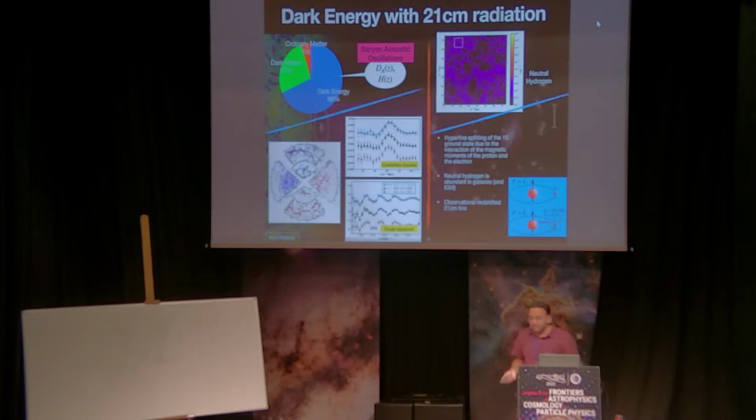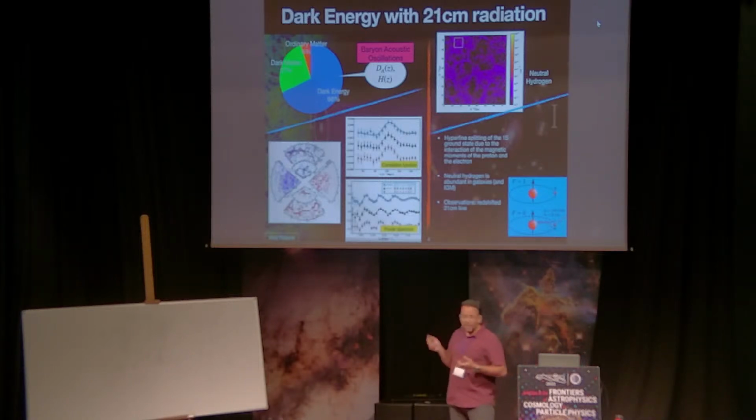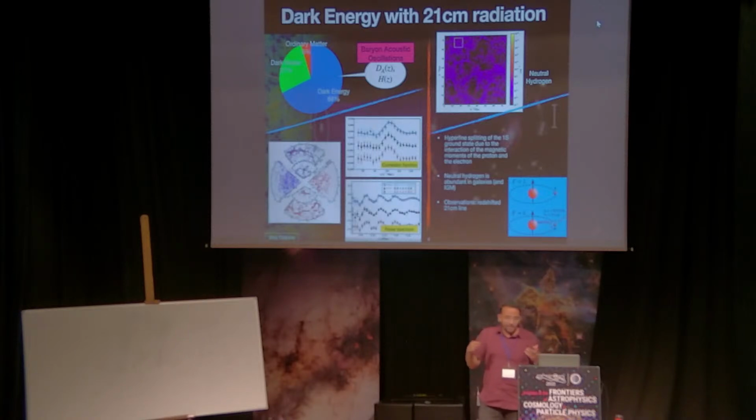There is another method to trace the matter distribution in the universe, which is via neutral hydrogen, by observing the 21 centimeter emission from neutral hydrogen present in the universe. It is present in abundance in the galaxies and intergalactic medium. The 21 centimeter emission is basically the radiation due to hyperfine splitting of the 1s ground state of the hydrogen atom, and what we observe is the redshifted 21 centimeter line.